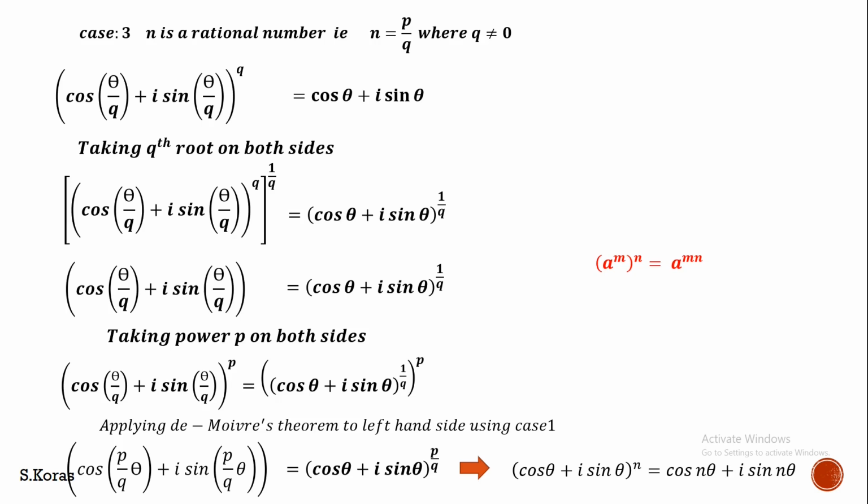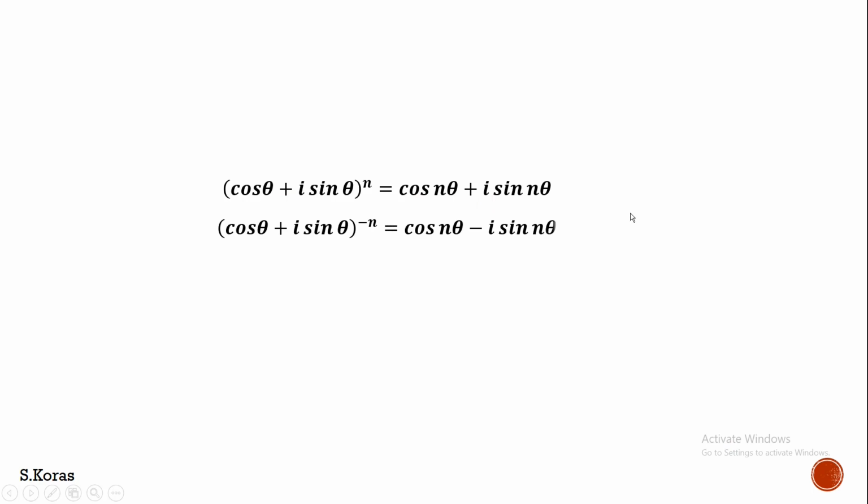Right. Using this formula, we can see some corollaries. We can apply this formula also. This is the first formula we have proved now: (cos theta plus i sin theta) the whole power n is equal to cos n theta plus i sin n theta. Now let us think of this n as minus n.